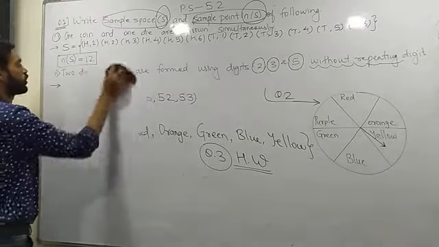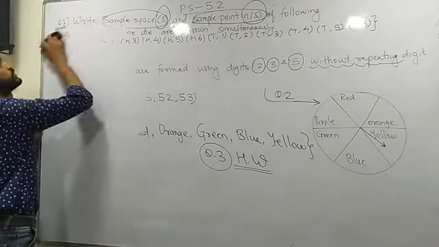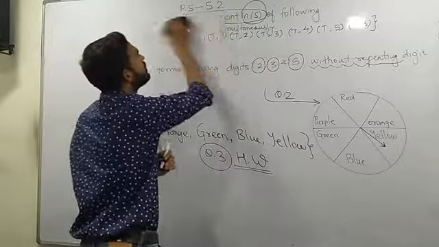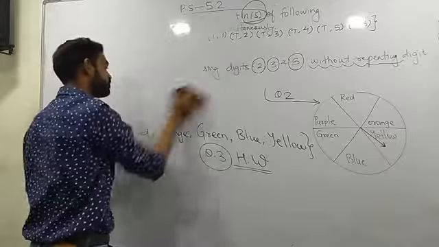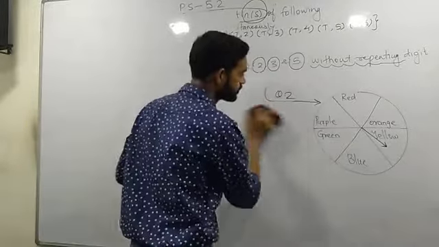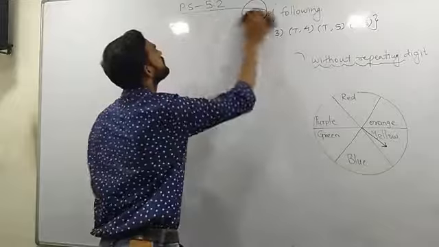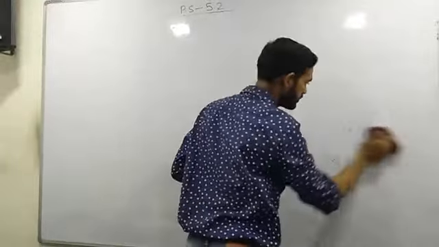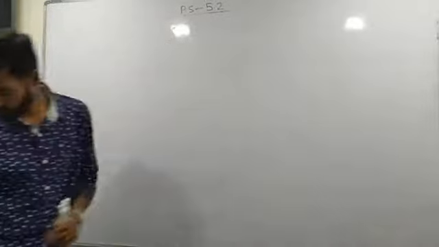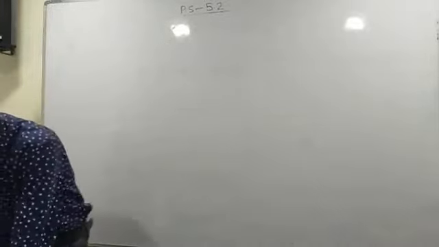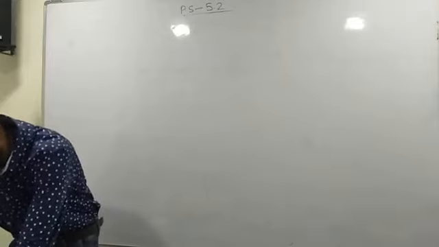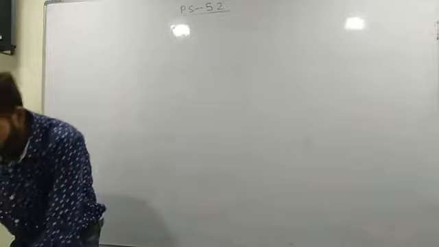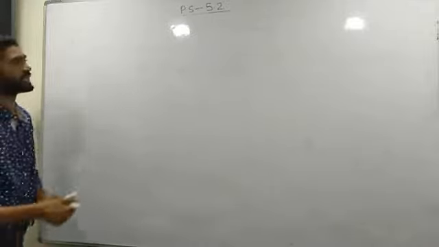Question number 4 of your exercise. Just open your textbook and read question number 4, the fourth sub question of practice set 5.2. Let's see. Look, fourth question. Form a road safety committee of 2 from 2 boys and 2 girls. Right? So 2 boys and 2 girls are given.